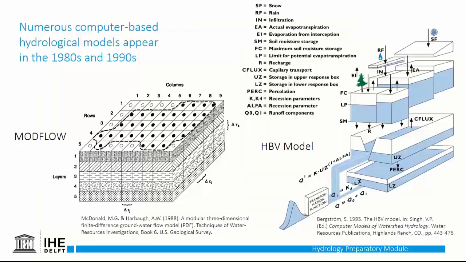Next came breakthroughs in computer-based hydrological modeling made possible by the growing capacity and availability of personal computers. The groundwater flow model MODFlow and watershed model HBV are examples of models originally appearing at this time. Both have since grown in capacity through many versions.